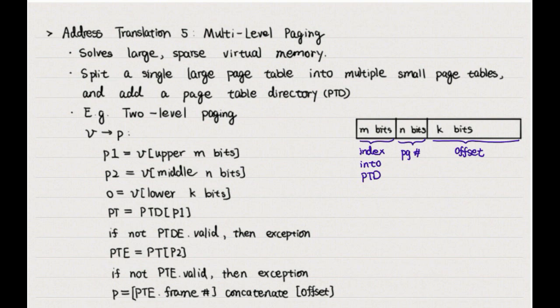The first lookup in the page table directory is to find the right page table. If the page table directory entry is not valid, raise an exception. The second lookup and the translation are the same as the single-level paging we discussed earlier.